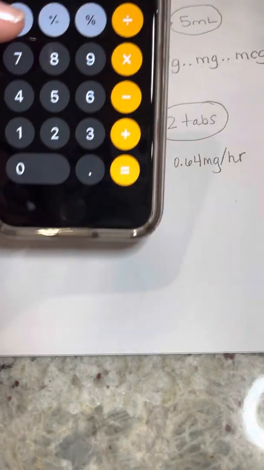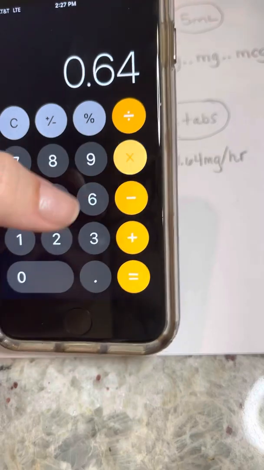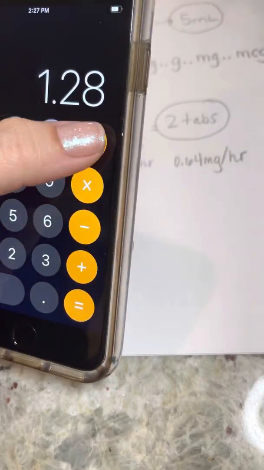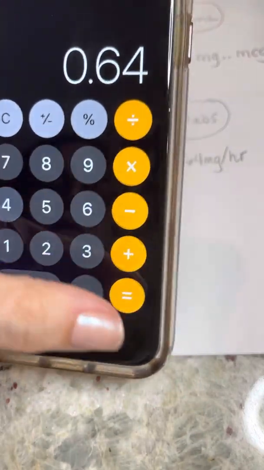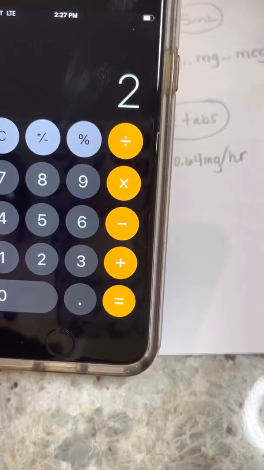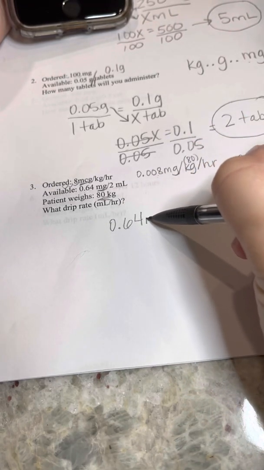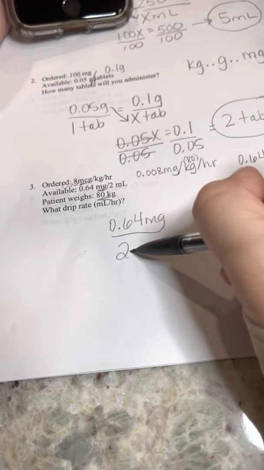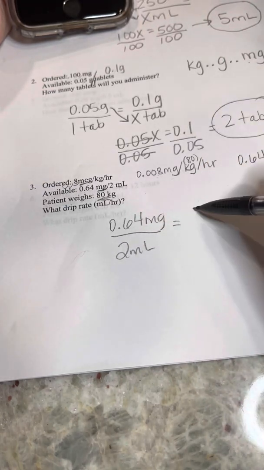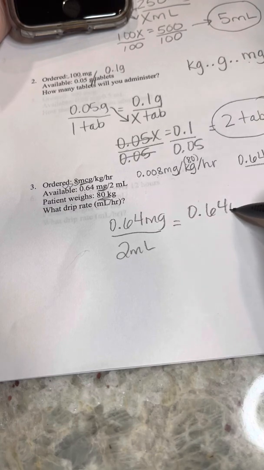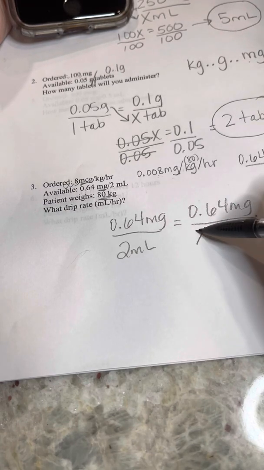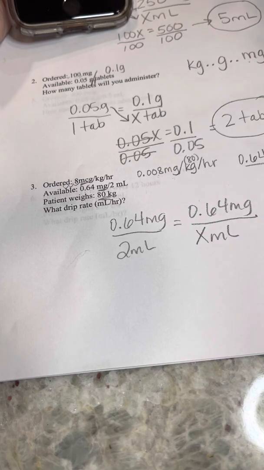Let's see what that gives us. We have 0.64 times 2, divide by 0.64, and we get 2. For a table, we're going to do what we have available, 0.64 milligrams in 2 mLs equals, our order is 0.64 milligrams over X mLs.